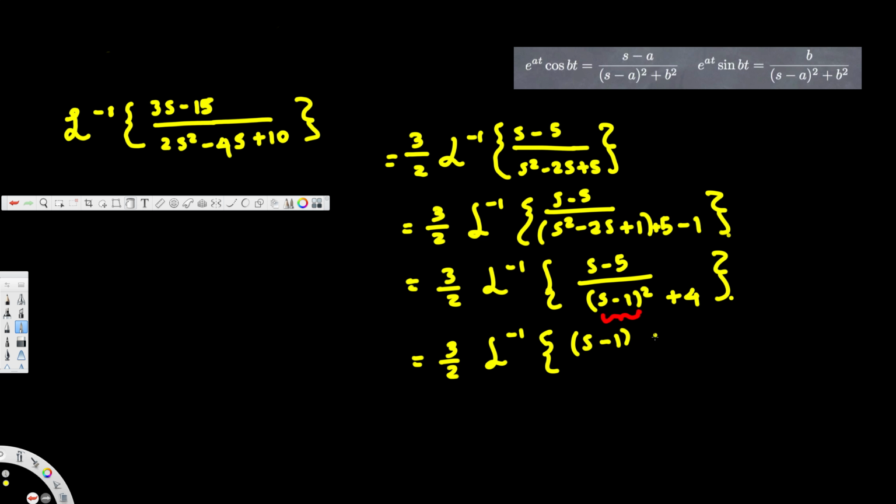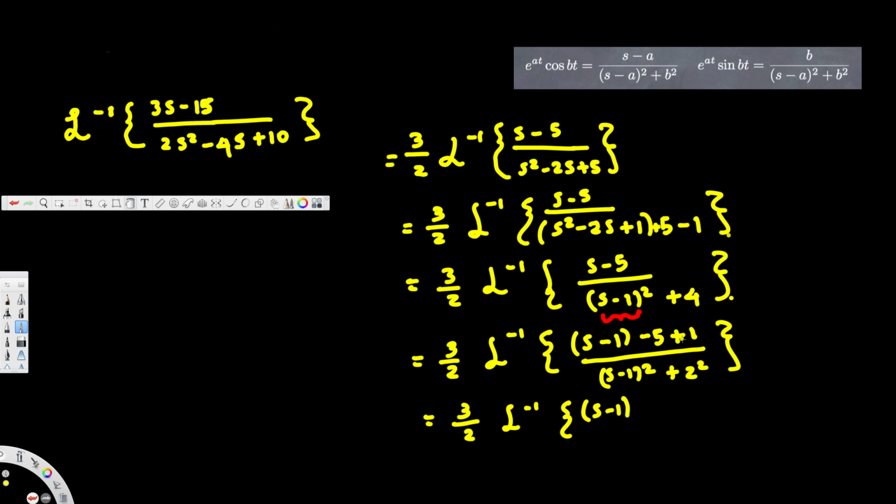So this minus 5 is going to remain outside, and we add 1 to that, and in the denominator we are going to have (s - 1)², and also we have to have b squared. This is 4. 4 is 2 squared, right? So 2 squared, and then that's it. Now let's simplify this one. Here we are going to have 3/2 Laplace inverse of (s - 1) plus negative 5 plus 1, that's going to be negative 4, and in the denominator we are going to have (s - 1)² + 2².